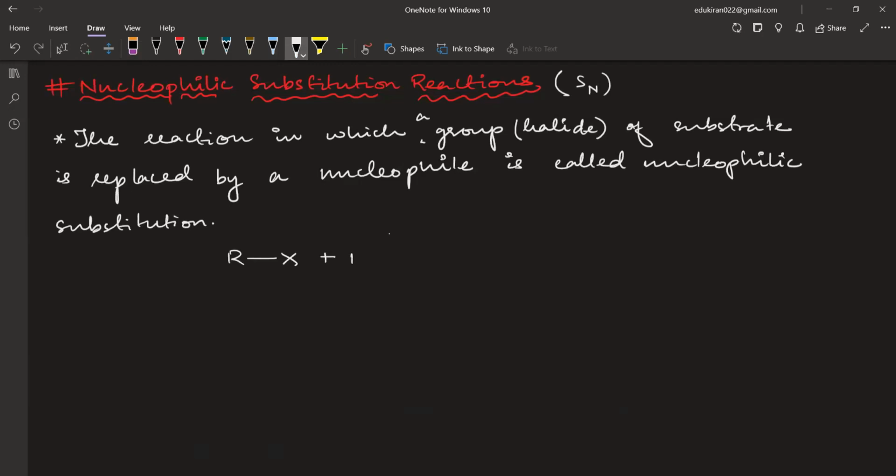So we have RX plus nucleophile, and it is going to give me R-Nu plus X negative. Okay, plus X negative. What is happening? If you see this, this is kind of a displacement reaction also. You can see the nucleophile is going in and X is going out.